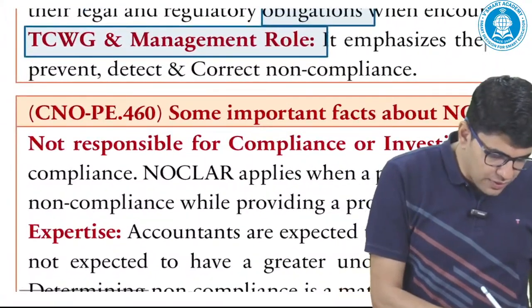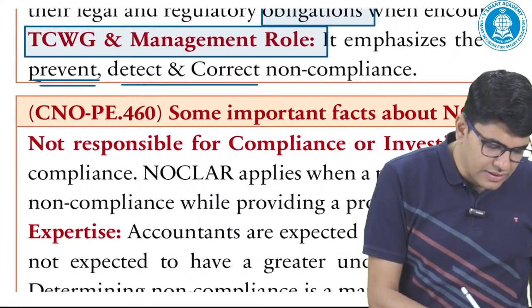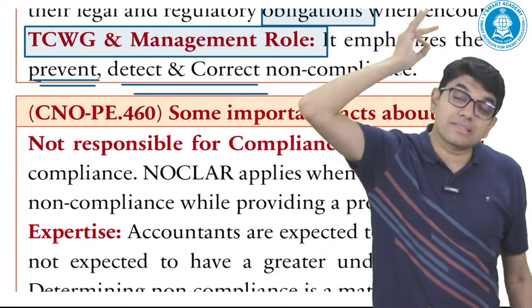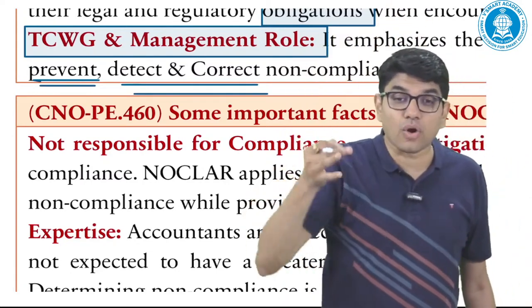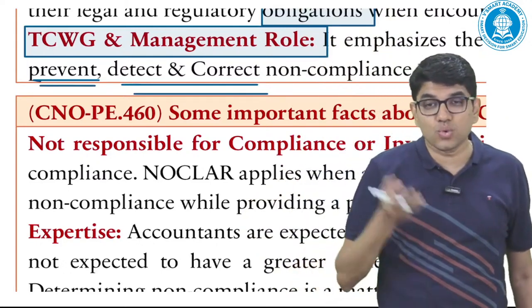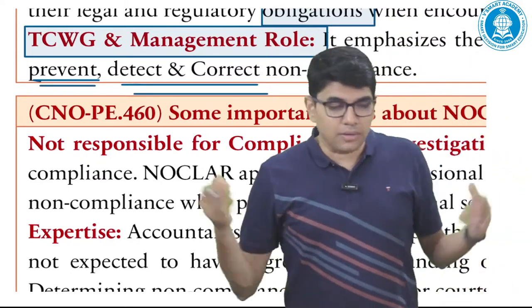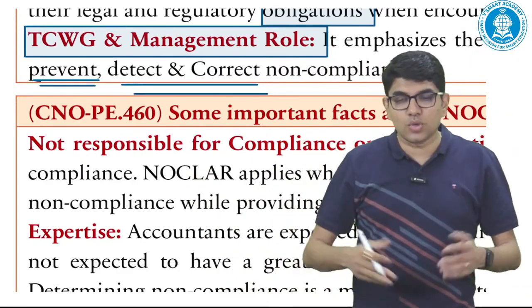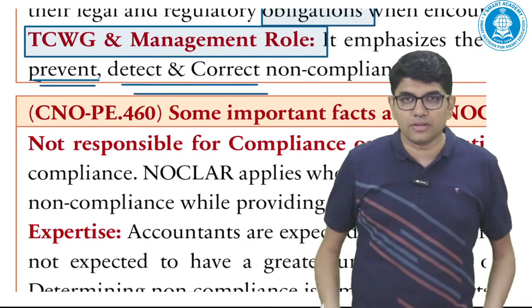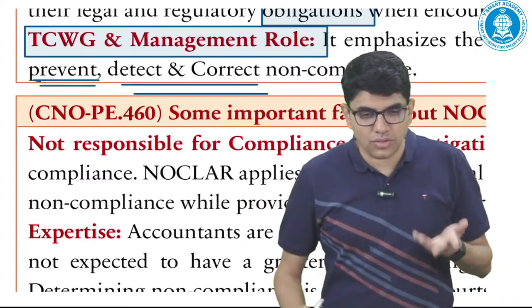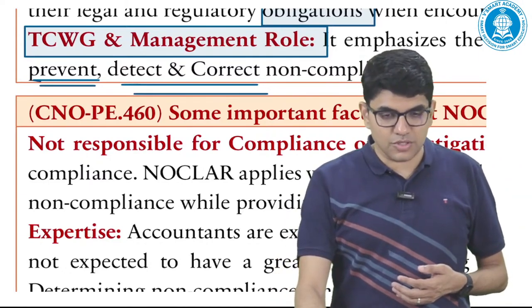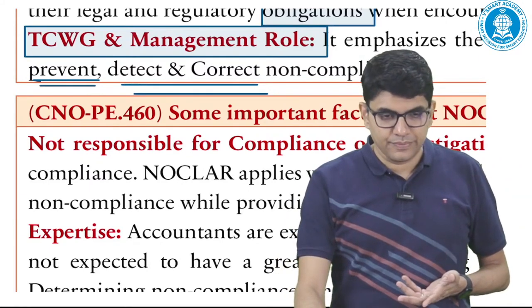It is their responsibility to prevent non-compliance, detect and correct non-compliance. It is their primary responsibility. Of course, it has to be their primary responsibility. It is your company, you know everything about it. You have the powers. You are the stakeholders. You are the beneficiaries. You will take care of it. We won't. It is not our responsibility. Come on. That is not our responsibility, isn't it?